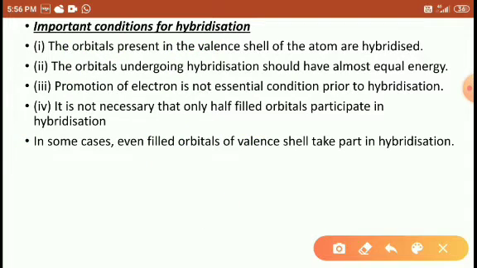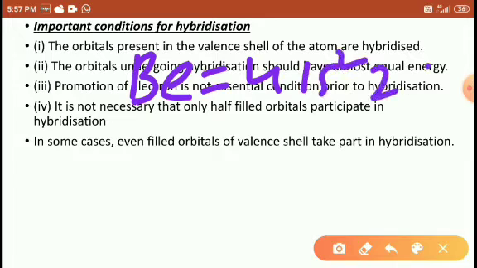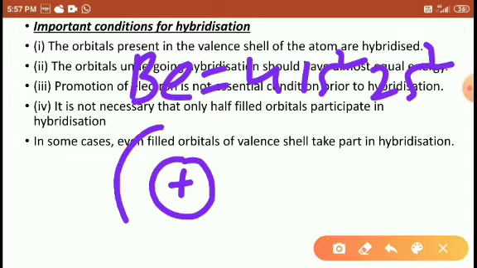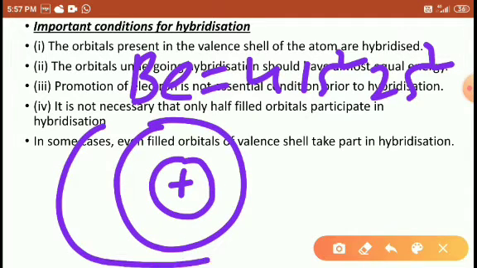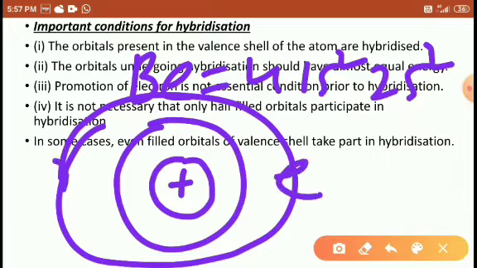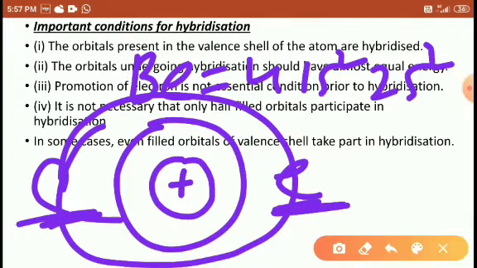And one more example, I am using beryllium. The beryllium atomic number is 4, that is 1s2, 2s2. So the 2s2 electrons are hybridizing here. Right, students?